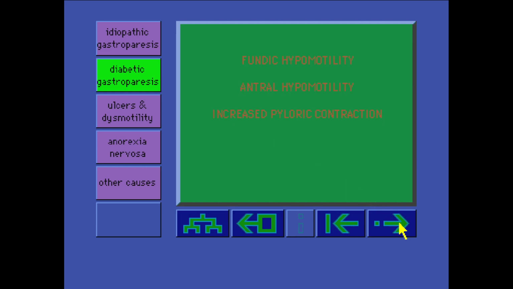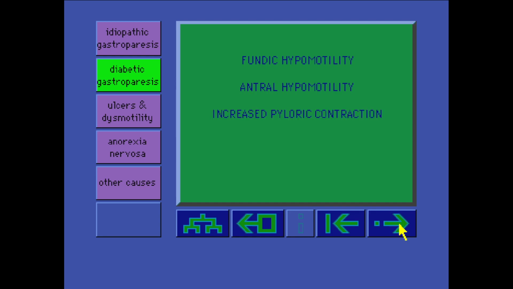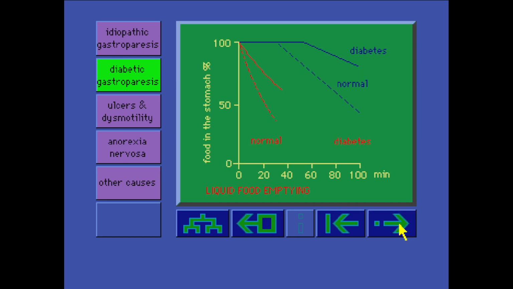Diabetic gastroparesis is the result of associated neuropathy. After meals, diabetics suffer from hypermotility of both the proximal stomach, or the fundus, and the distal stomach, or the antrum, whereas tonic or phasic contractions of the pylorus are often too strong. This results in delayed gastric emptying of both solids and liquids.